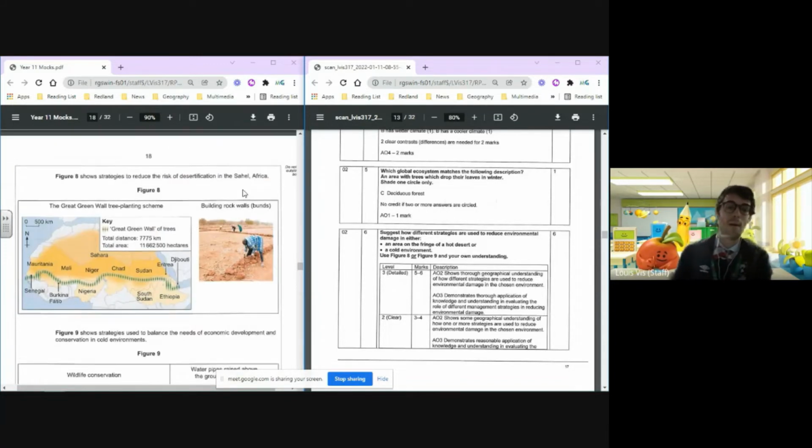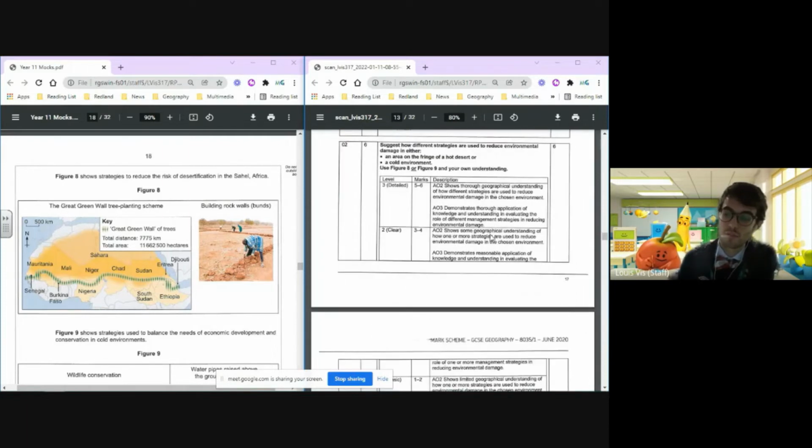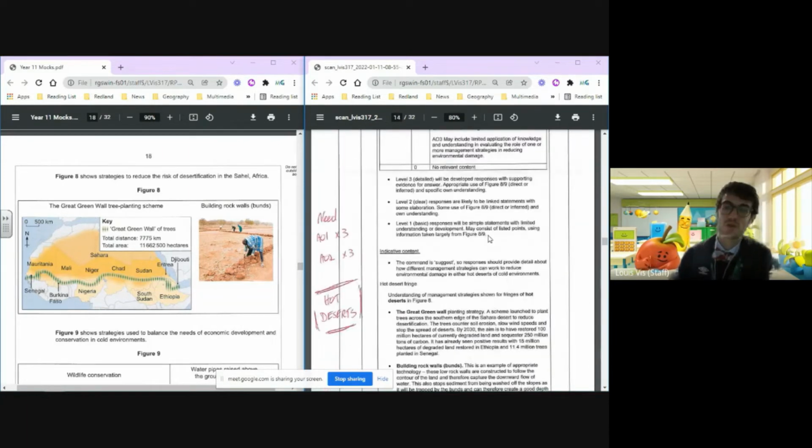So figure 8 here, we've got the Great Green Wall. The question said, suggest different strategies used to reduce environmental damage. The key environmental damage of a hot desert or a fringe of a hot desert is desertification. That's what you see here, a box, hot desert. Please just focus on that. You need to make points about what we do to reduce the risk.